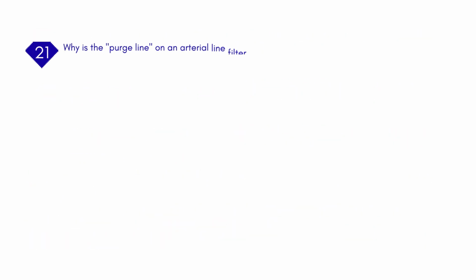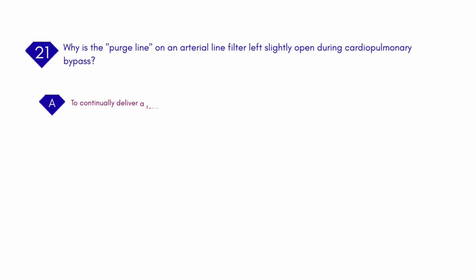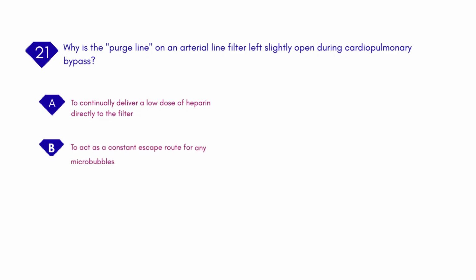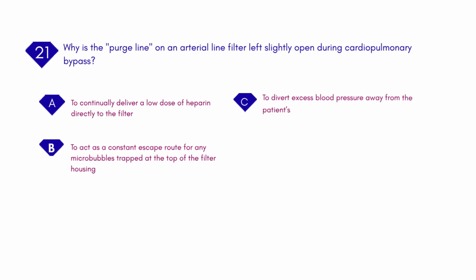Why is the purge line on an arterial line filter left slightly open during cardiopulmonary bypass? A. To continually deliver a low dose of heparin directly to the filter. B. To act as a constant escape route for any microbubbles trapped at the top of the filter housing. C. To divert excess blood pressure away from the patient's aorta. D. To measure the pressure drop across the filter membrane.